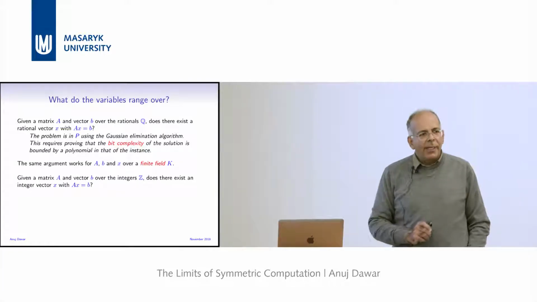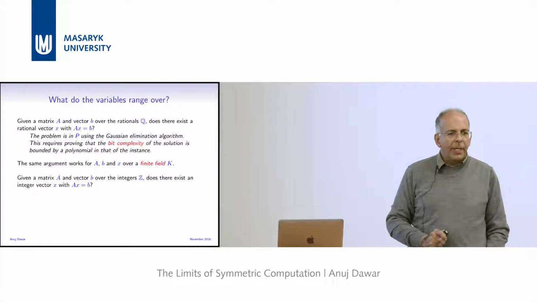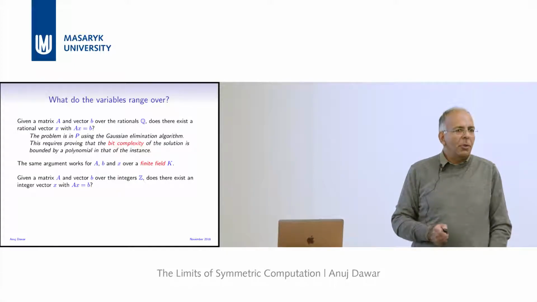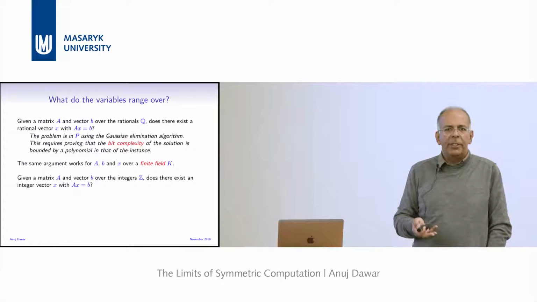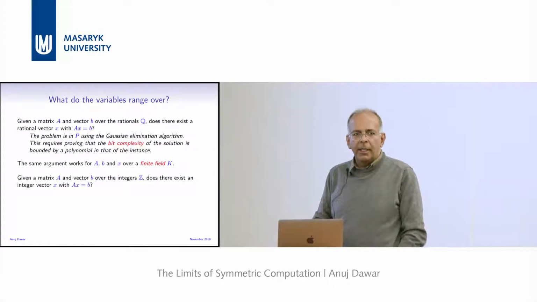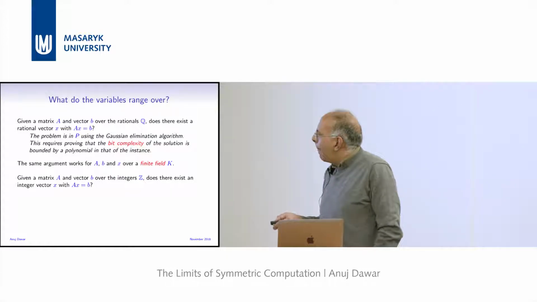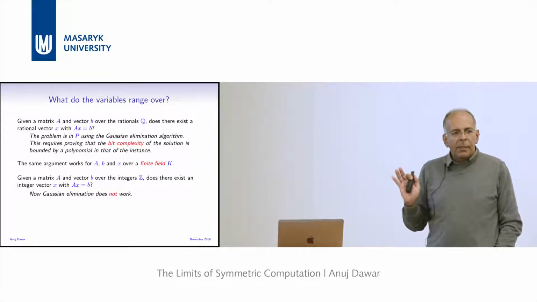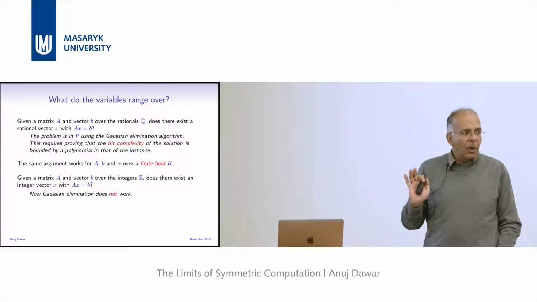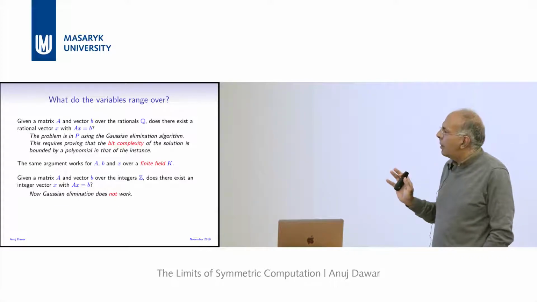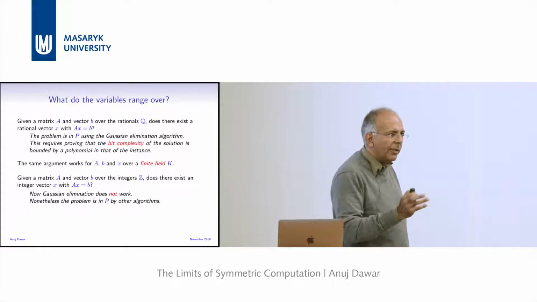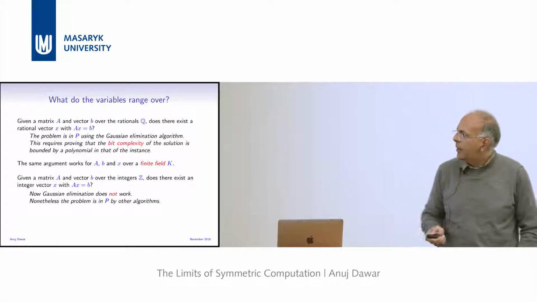What about if I say, well, my entries are integers and I want an integer solution? Now I can't use Gaussian elimination because I no longer have division. I can't just divide. So Gaussian elimination by itself does not work. We need something a bit more complicated, but there are polynomial time algorithms. I'm not going to go through the details of the algorithm that solves the problem in this case.